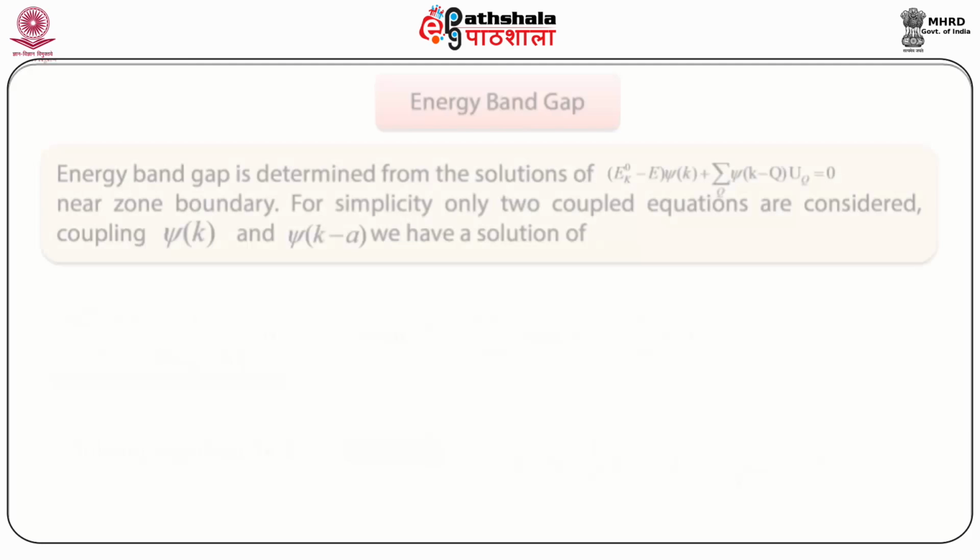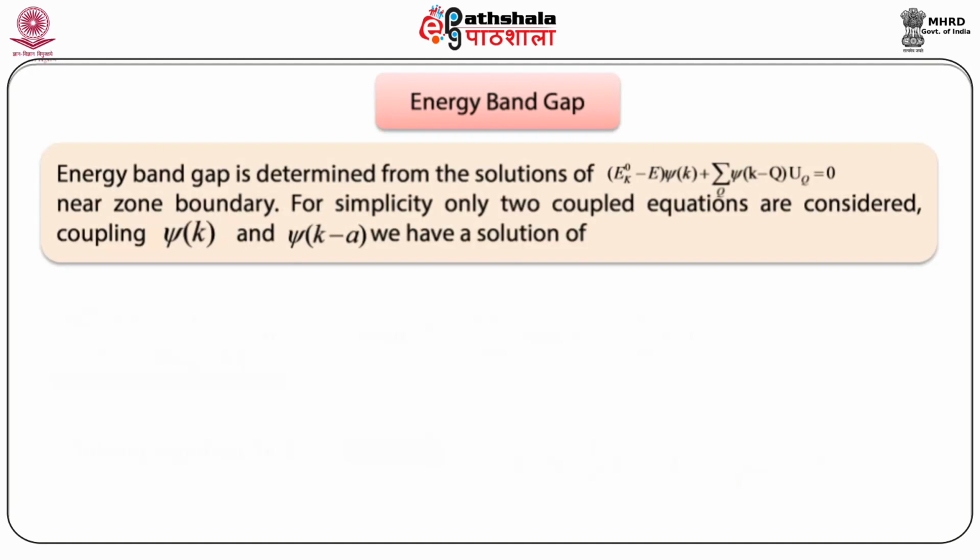Energy band gap. Energy band gap is determined from the solutions of the equation that we had written down earlier, that is the Schrödinger equation in Fourier space, near the zone boundary. Always remember, the energy band gap is determined near the zone boundary. Consider for simplicity only two coupled equations, coupling phi_k and phi_(k-Q). From the equation that we had written down earlier, the Schrödinger equation in Fourier space, we have a solution of the form of this determinant, and we equate it to 0 to find the roots.